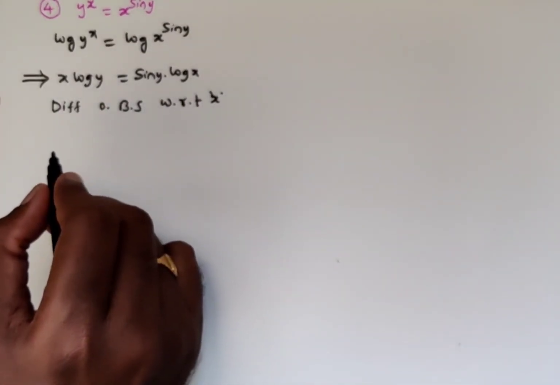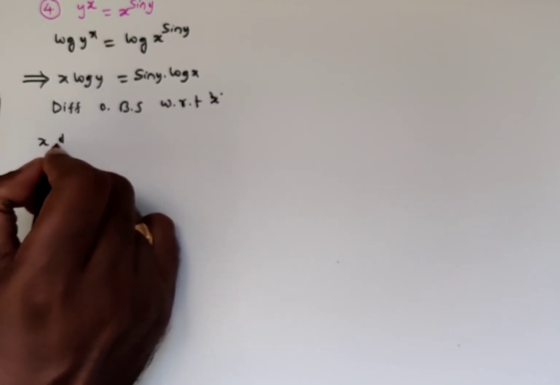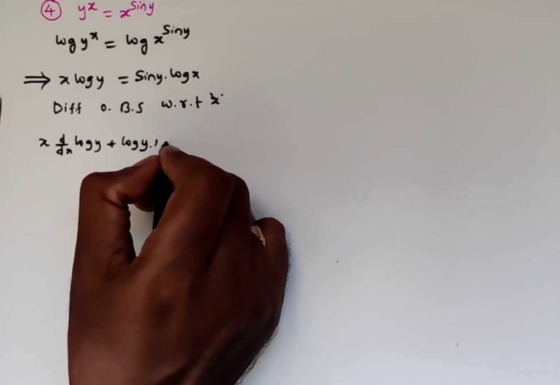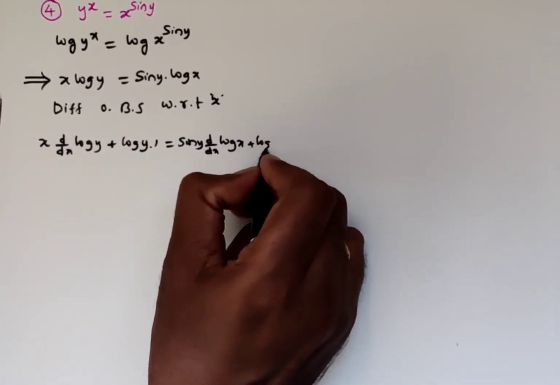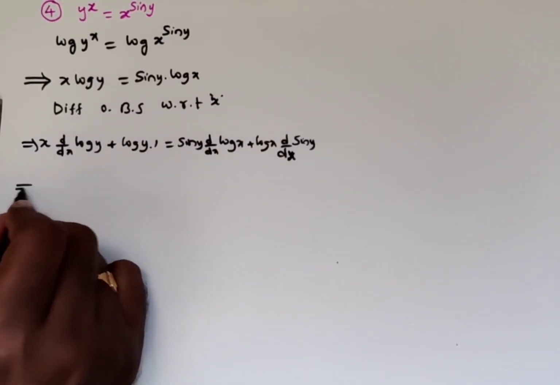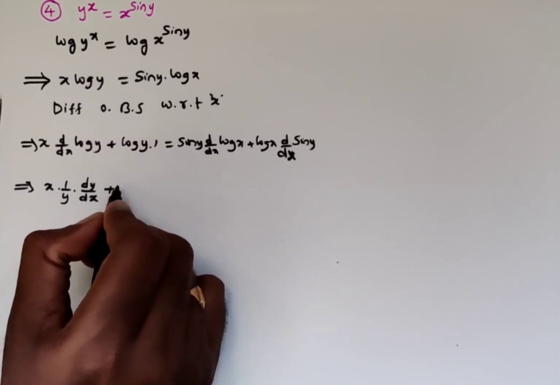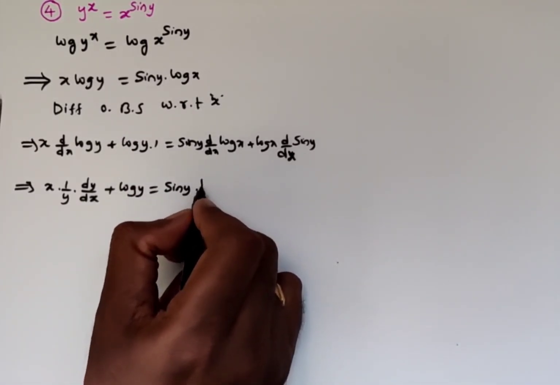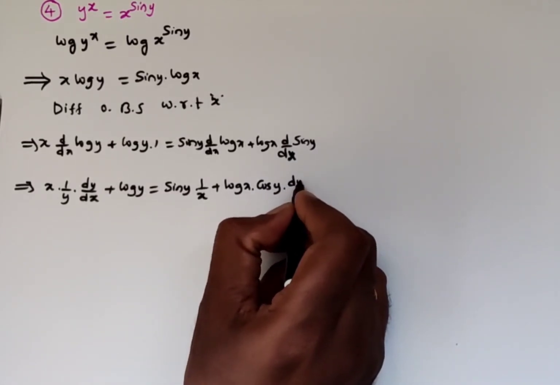Now here you need to treat y as in terms of x. So here u into v is there. So the derivative means it is x into d by dx of log y plus log y into derivative of x is 1. Now this is sin y into derivative of log x, plus log x into derivative of sin y. Now this implies, so x into derivative of log y is 1 by y into derivative of y is dy by dx, plus log y into 1. Here it is sin y into derivative of log x is 1 by x, fine. Now plus log x into derivative of sin y is cos y into derivative of y, that is dy by dx.